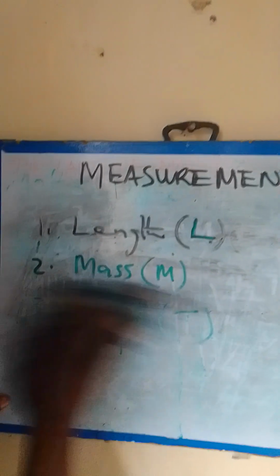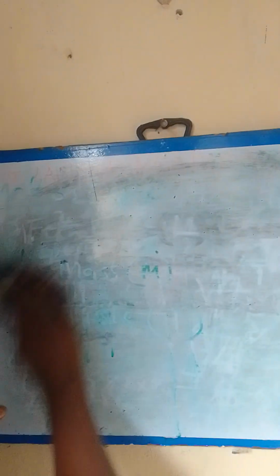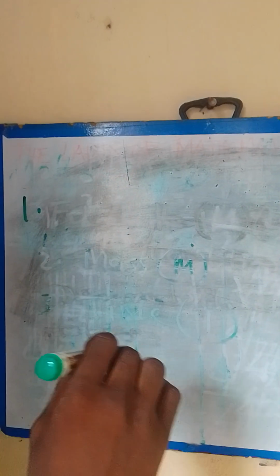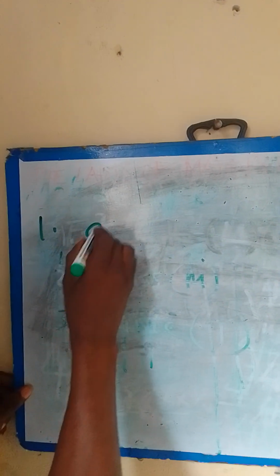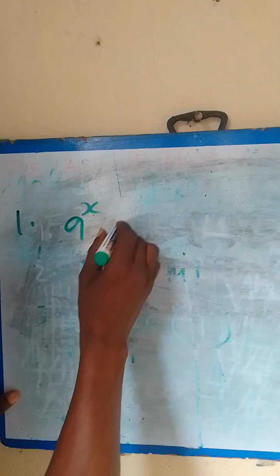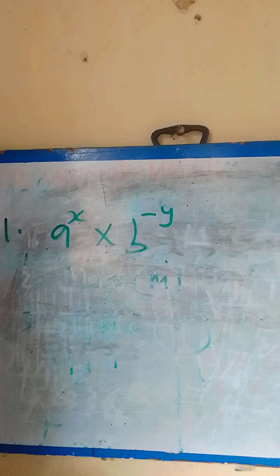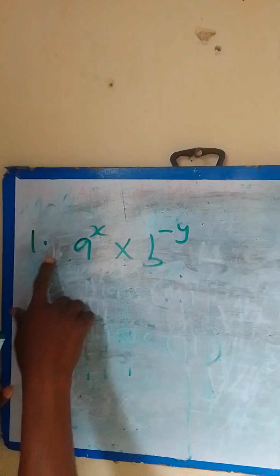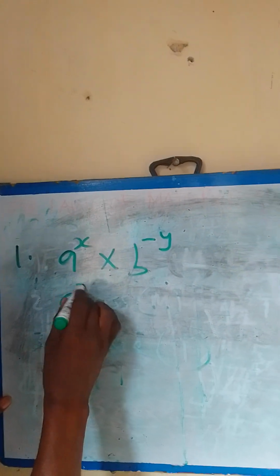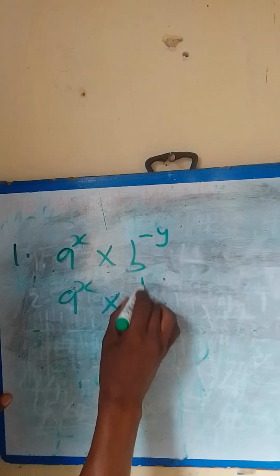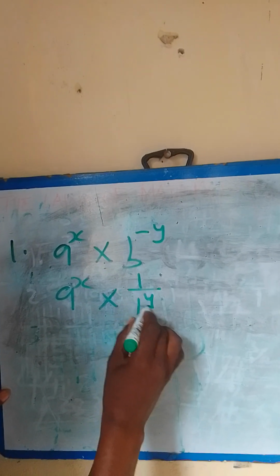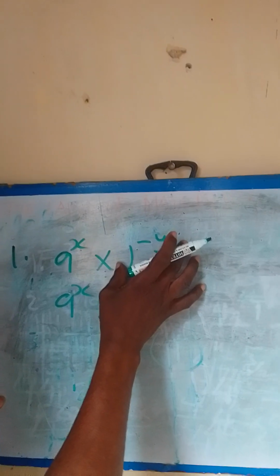So this is what I want us to take note of. 1. If you have a raised to power x times b raised to power minus y, this is the same thing as saying a raised to power x times 1 all over b raised to power y, because it carries a negative index.